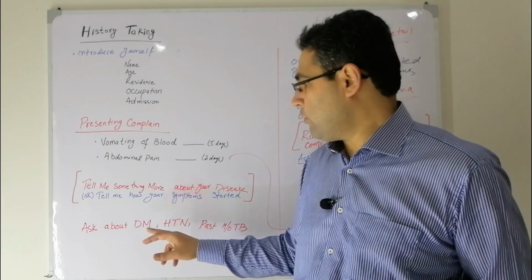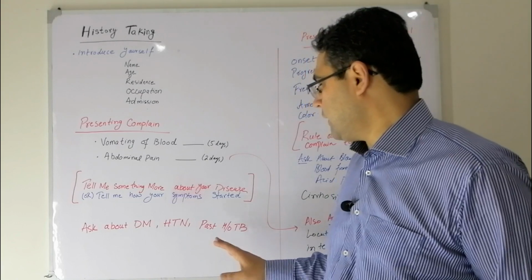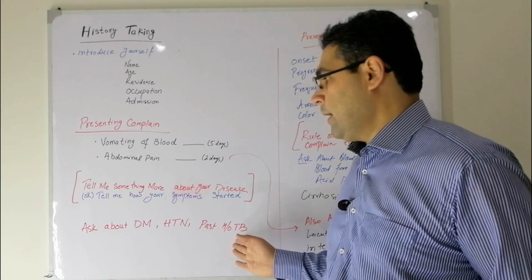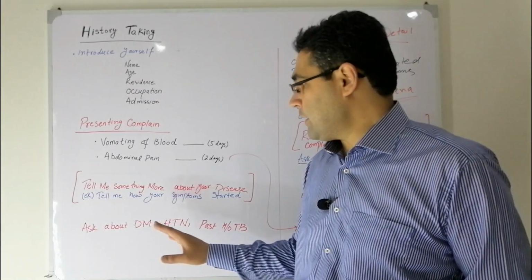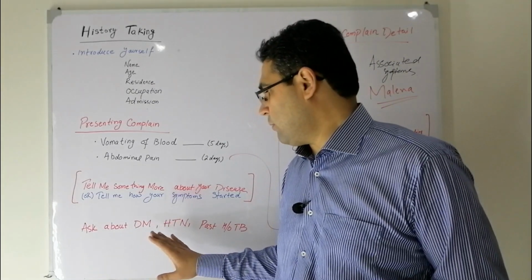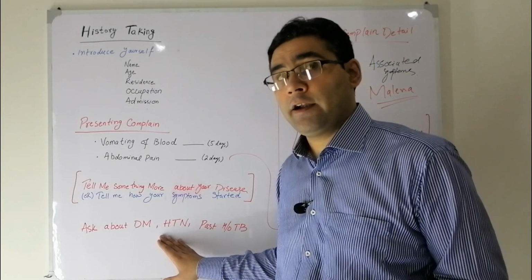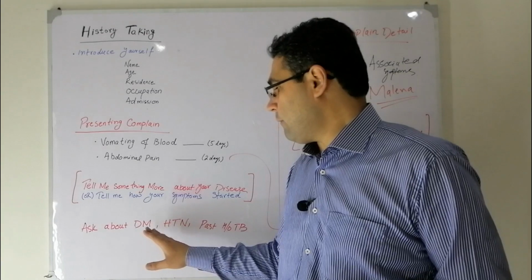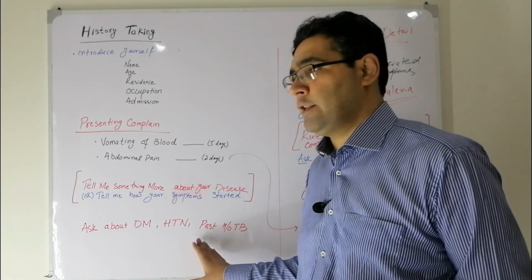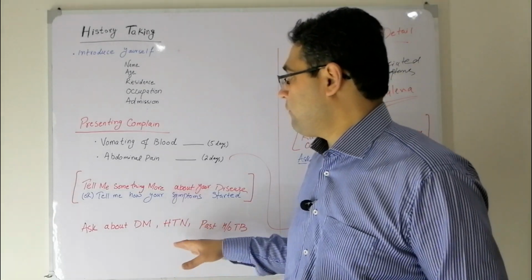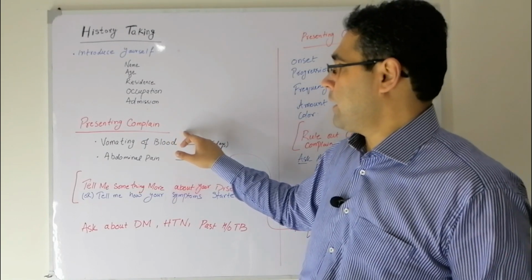Next, ask about diabetes and hypertension and past history of TB. Please note that at this moment you will just ask about these things. You will not take the detailed history of diabetes, hypertension and TB at this moment, because you have to focus again on the presenting complaint.